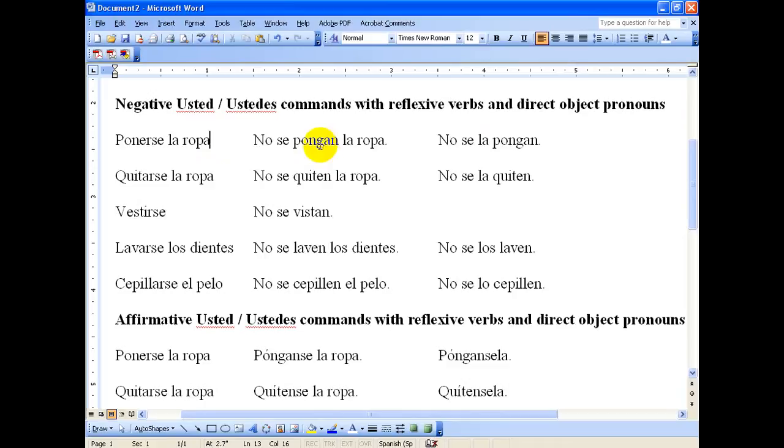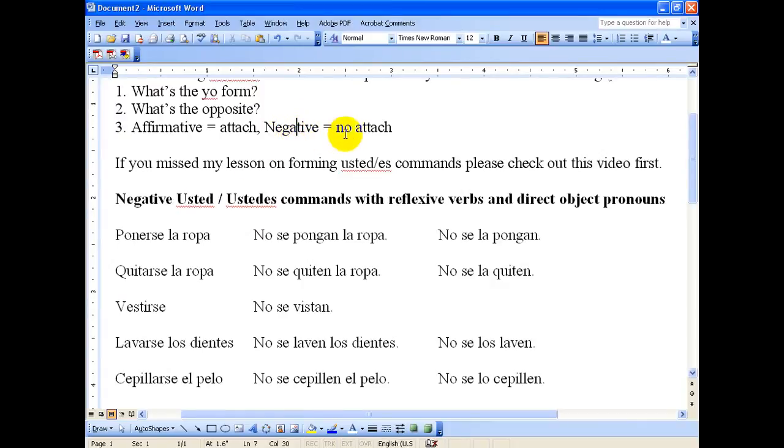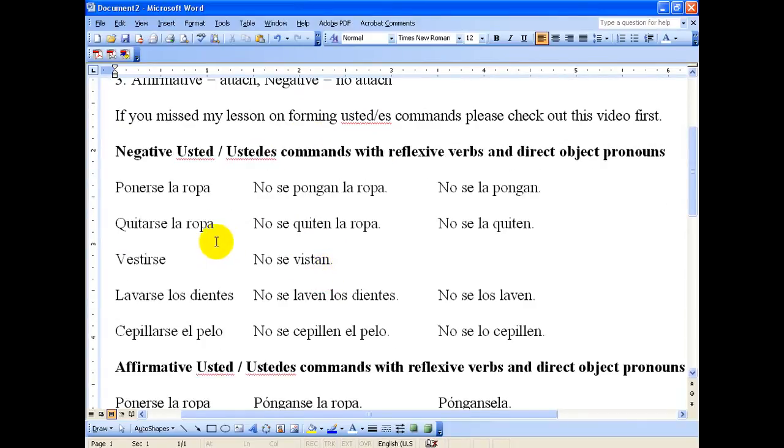Okay. So the command for usted is for poner is pongan. And the negative command, like I said up here, negative equals no attach. What I mean by that is don't attach anything to your command, any pronouns or anything like that. So the se right here, it needs to go in front of the pongan. No se pongan la ropa.